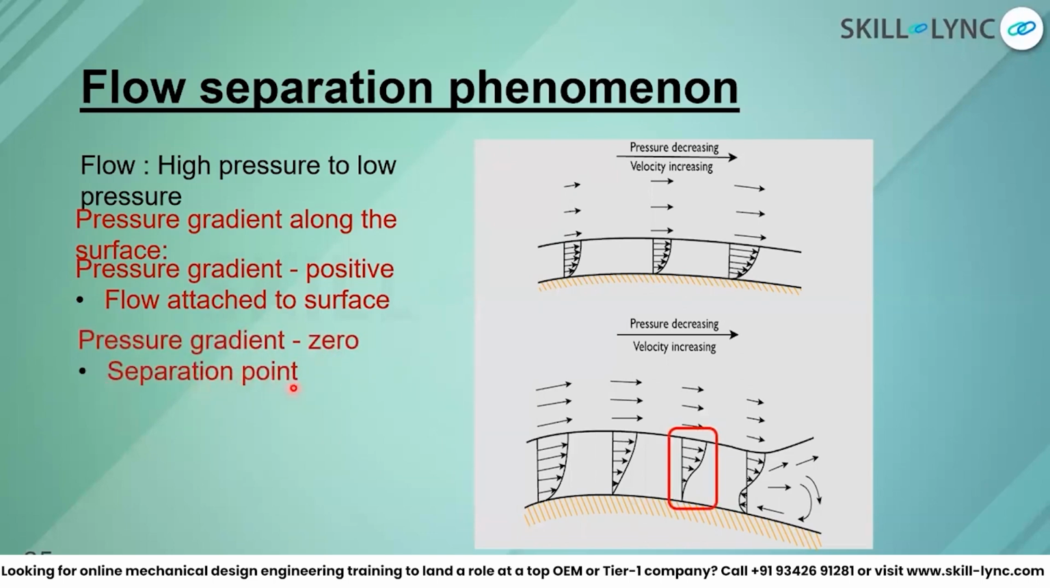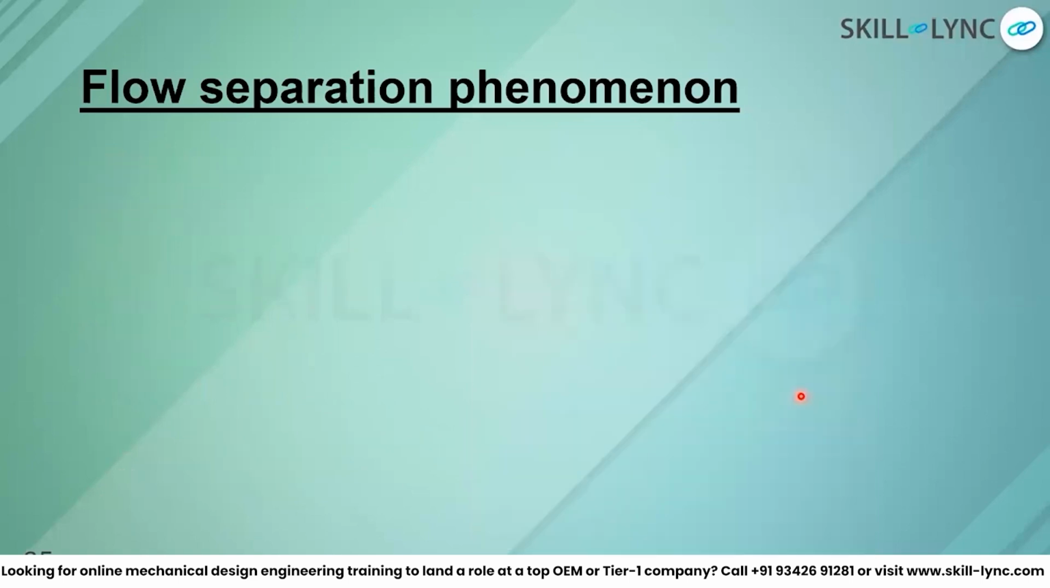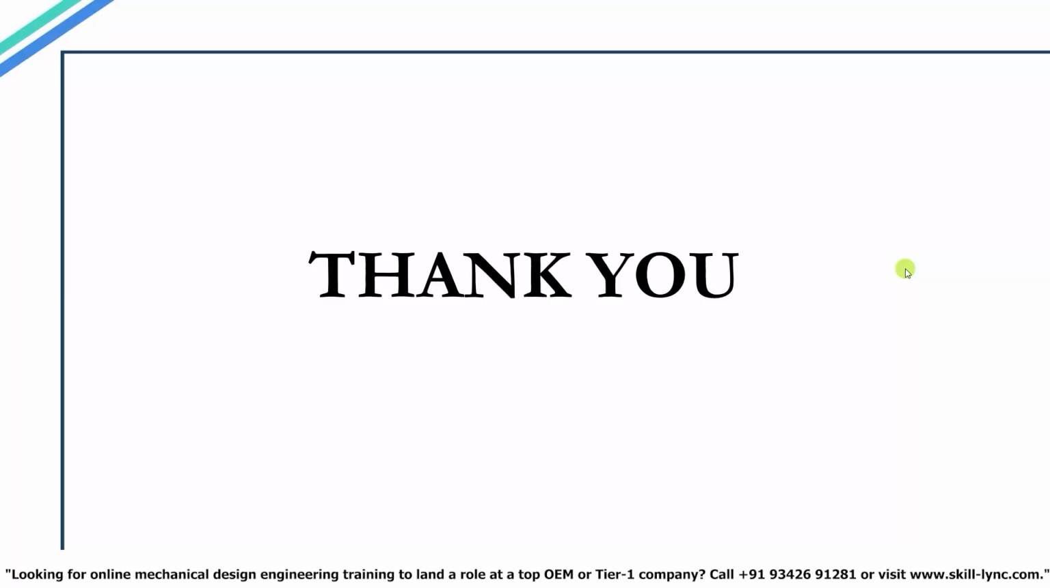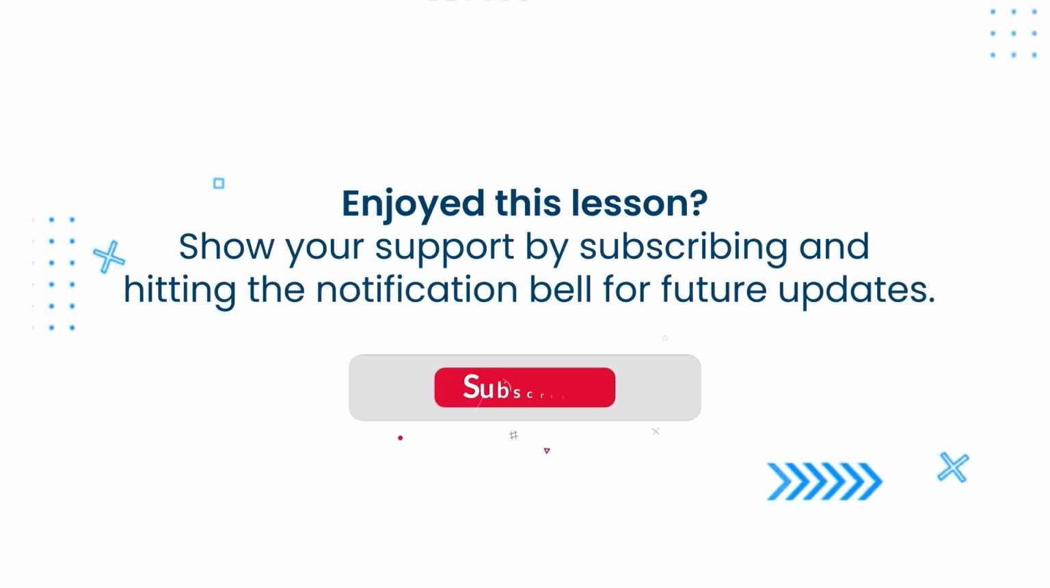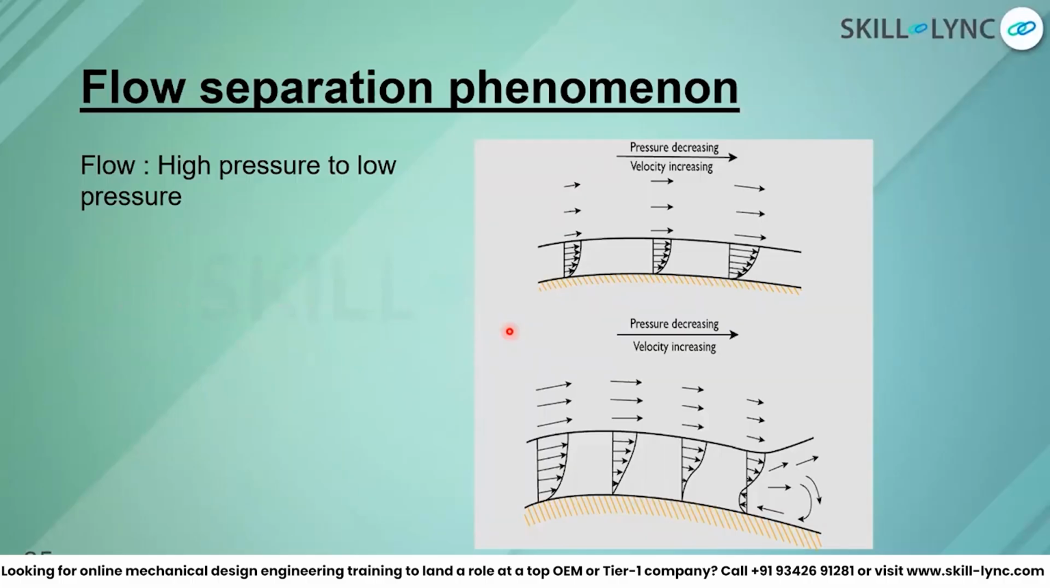In the next stage, the pressure gradient tries to become zero. When the pressure gradient becomes zero, that's where the flow will try to leave the surface, from the point where it will start leaving the surface. I will explain how it happens. And then at a point the flow reversal happens, or the flow leaves the surface. One thing I want you to understand very clearly: in the normal condition at the curvature, when the flow is moving from A to B, the pressure is decreasing and the velocity is increasing. That's flow attachment, when the flow is attached to the surface.